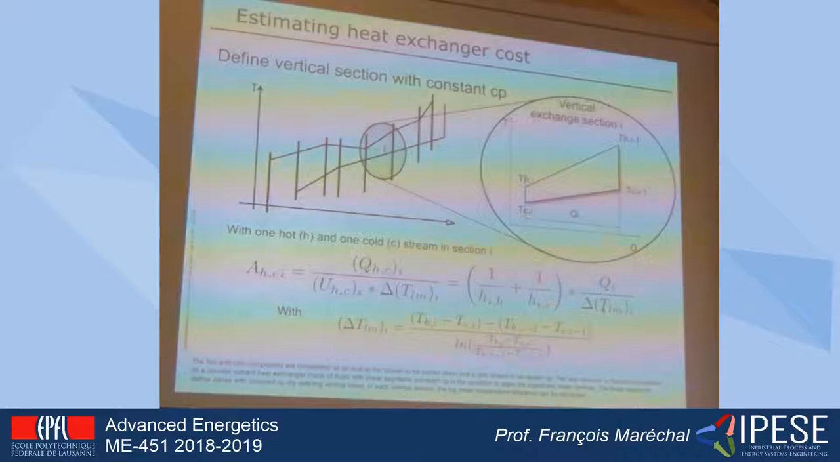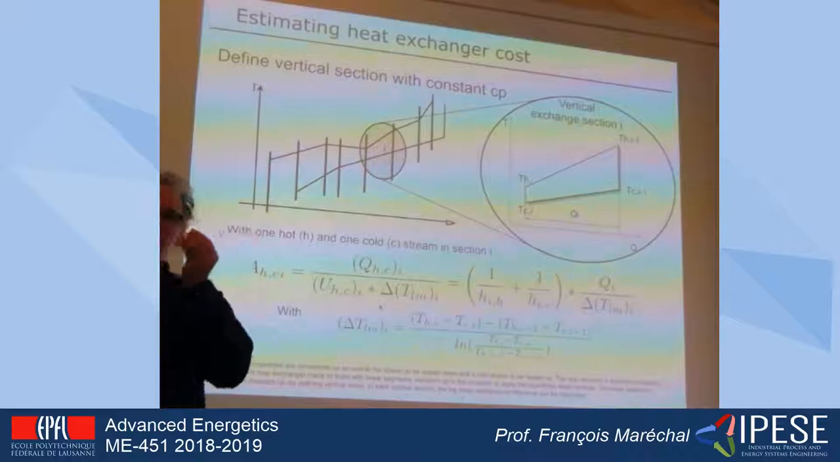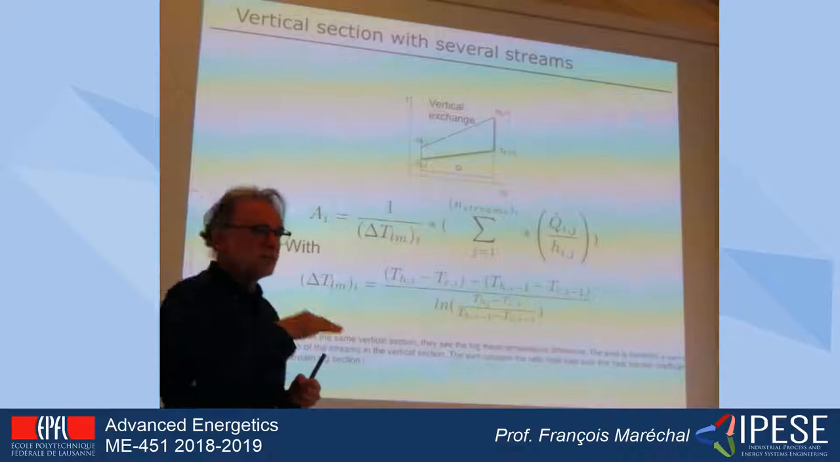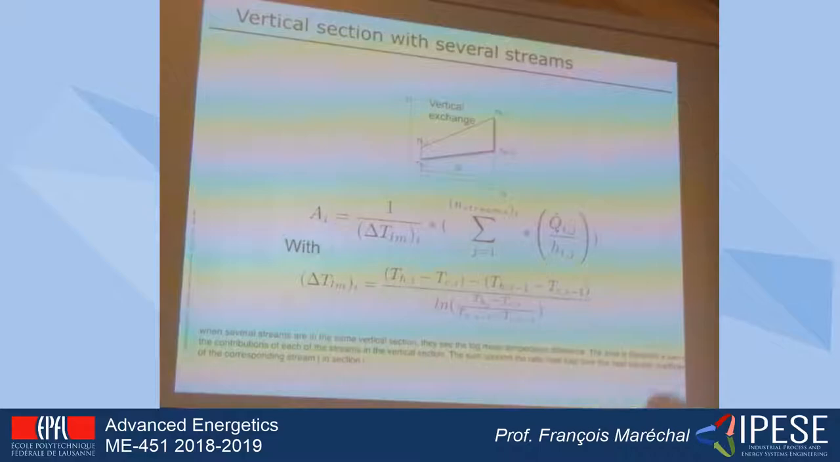Which means that I can calculate, for each small temperature interval, the heat load and the heat exchange area that is needed for each connection of a hot and a cold stream. But all the hot and cold streams see the same temperatures in this composite curve. So they see the temperatures which are the limits here. Okay? So if I would like to know the total amount of heat exchanged by all the hot streams and all the cold streams, I just have to make the sum. And the delta T LM will be the same for everyone.